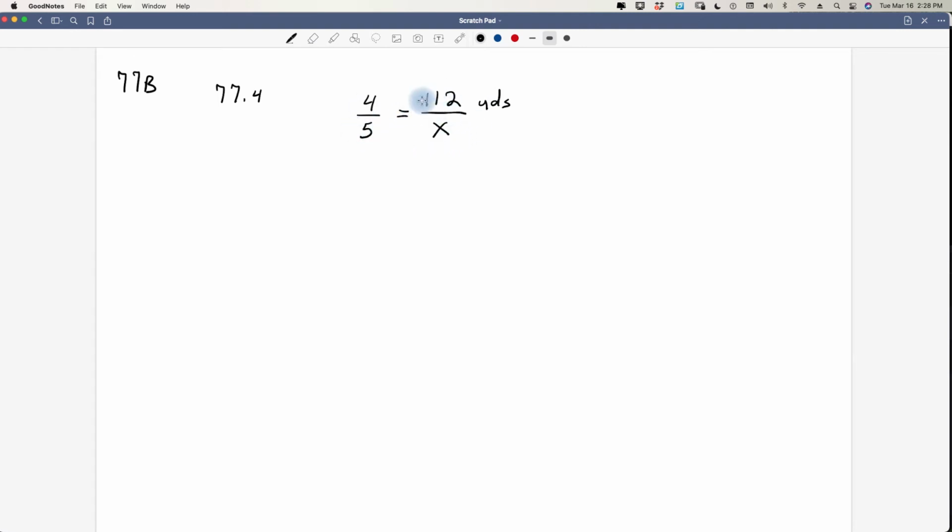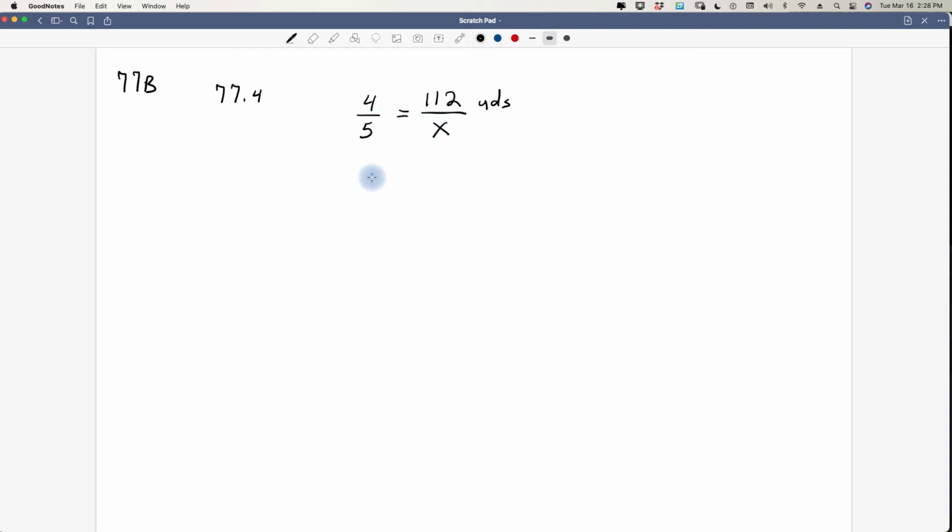4/5 equals 112, right? The part that she hit was 112 yards, or the 4 out of 5 parts. Now we have to figure out the total. Remember, the total is always the denominator. The denominator is the total number of parts in your fraction. So that's what we need to put here. And the way we're going to find that is through cross multiplication.